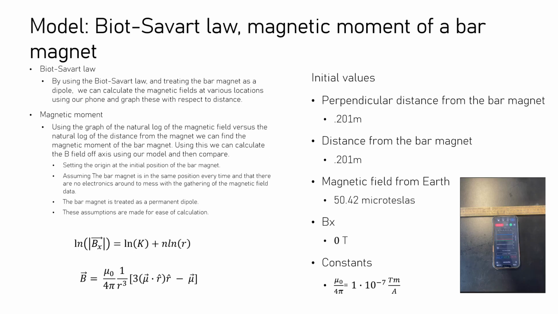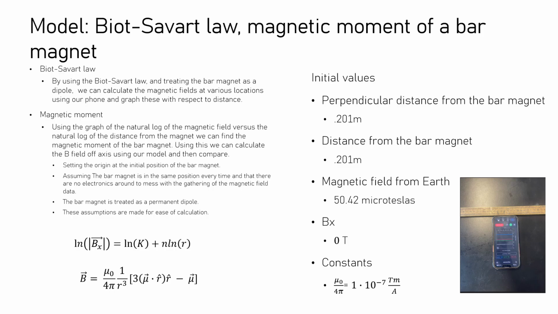We'll be using the Biot-Savart law to find the magnetic moment of a bar magnet. By using the law, we can treat the bar magnet as a dipole, and we can calculate magnetic fields at different locations, graph that, and use that graph in the equations on the bottom left to find the magnetic moment. Once we find the magnetic moment, we can set that in our model and calculate everything else for a model.